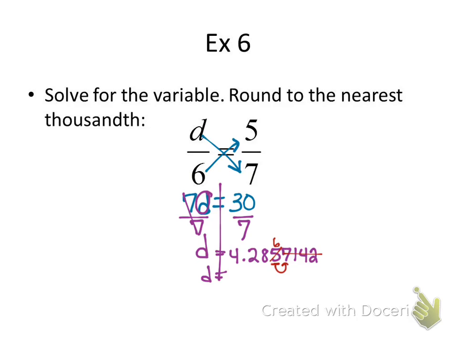D equals, sorry, Dylan, go ahead. 4.286. Because you want to make sure you have a number all the way up to the thousandth spot. And that's it. Any questions? No.